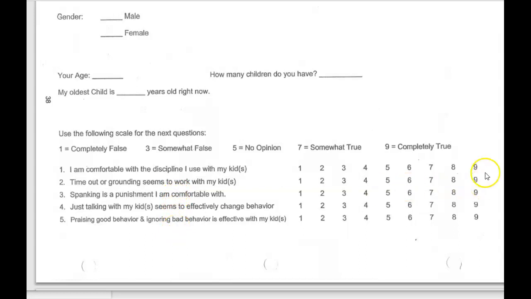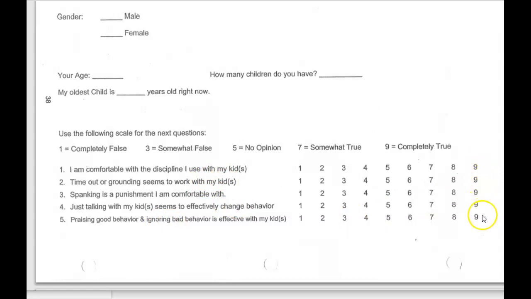You want 9 to be completely true about whatever your topic is, and you want 1 to be completely not true. So I actually asked the student, tell me what your topic is. Oh, I believe that parents shouldn't spank children. Well, a number 1, a 9 would be, I'm comfortable with the discipline I use. And number 3, spanking, well, I'm comfortable with that. But wait a minute. Number 2, timeout and grounding seems to work. And number 4, just talking with my kids works. And number 5, praising works. This does not add up to anything.